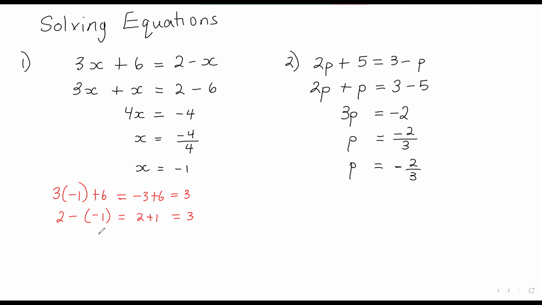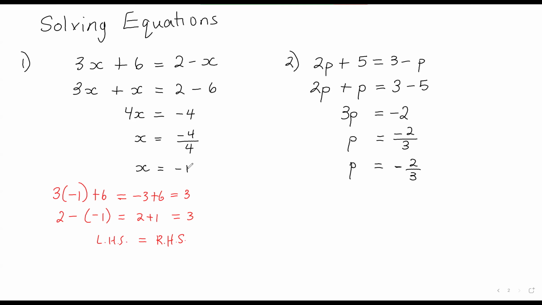So as you can see, the left-hand side, 3x plus 6, is equal to the right-hand side, because when you substitute x is equal to negative 1 into both sides of the equation, you get the same thing. And that is how you know if your answer is correct.